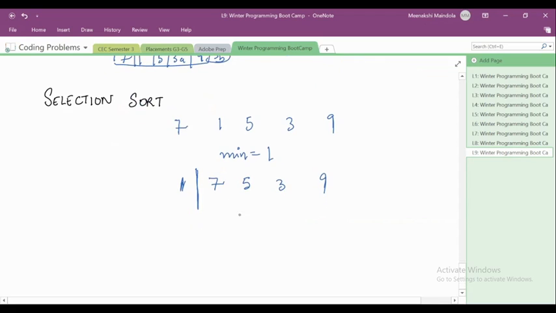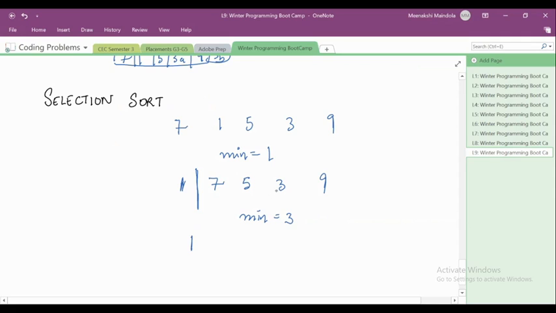So again, in the remaining part of the array, since this is the sorted part, you are going to search for the minimum element, right? The minimum element here is going to be 3, and now you're going to change the positions of 3 and 7, since this position is the correct position of 3. So you pick up the minimum element and place it at the beginning.